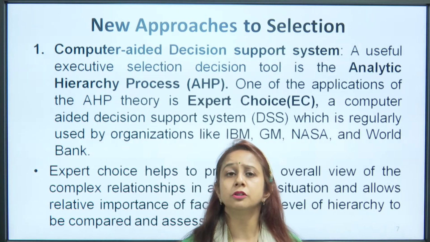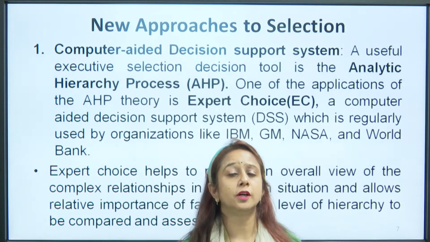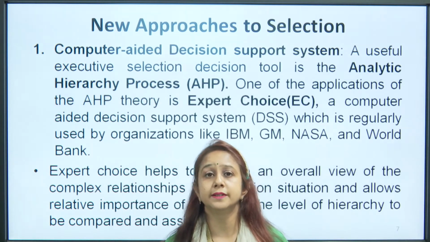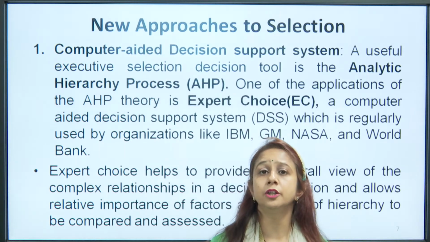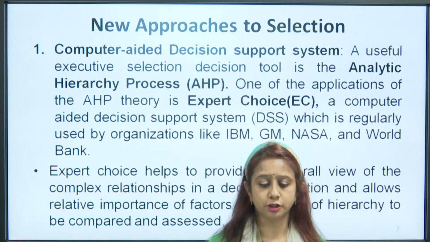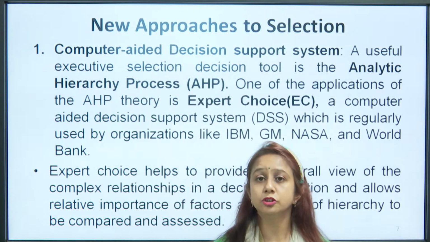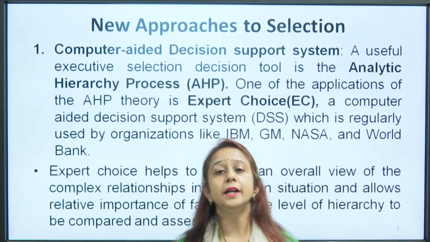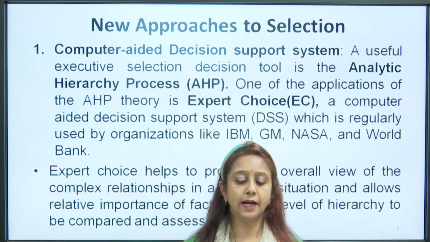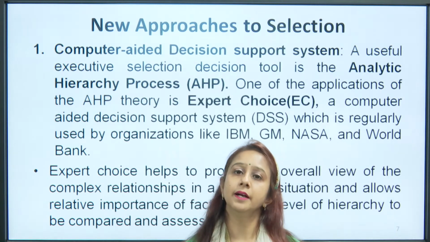One of the applications of AHP theory is Expert Choice, that is EC, a computer-aided Decision Support System, DSS. EC and DSS are continuously used by organizations to provide an overall view of the complex relationships between decision situations, and allow the relative importance of the factors at each level of the hierarchy to be compared and assessed.